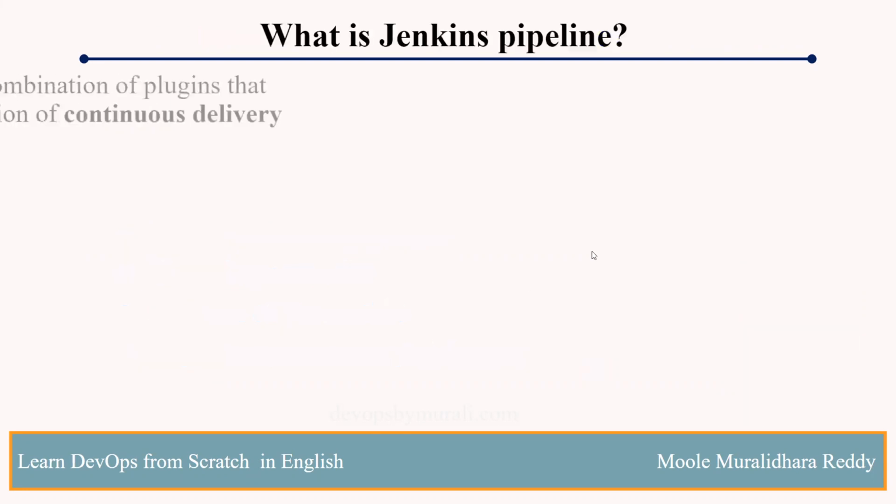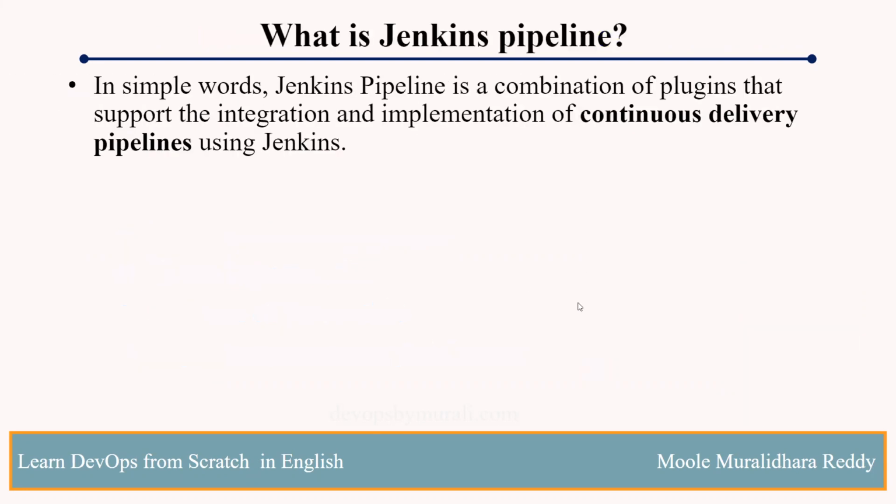Coming to the Jenkins pipeline. In simple words, a Jenkins pipeline is a combination of plugins that support the integration and implementation of continuous delivery pipelines using Jenkins. Using this Jenkins pipeline, we can declare a step-by-step process. For example, we did it manually: clone the repository, build the code, store it in Nexus or JFrog, scan the code, and deploy it in Tomcat, right?